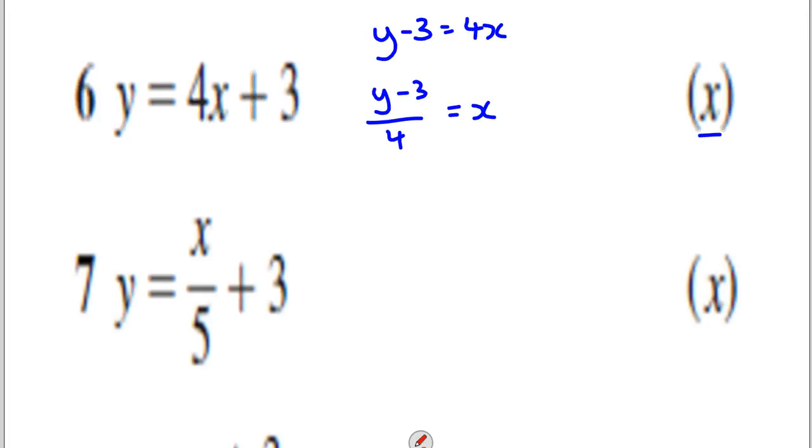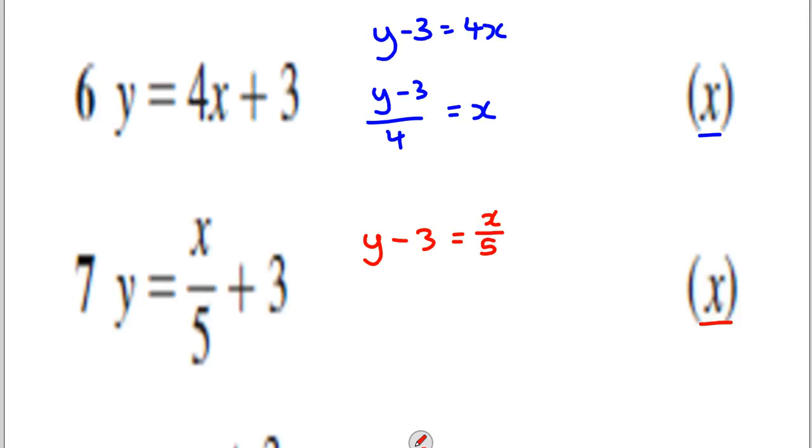Next one, number 7, y equals x over 5 plus 3. What do they want us to make the subject? x. So do we deal with the 5 first or the 3? Have a think. That's right, you would have to deal with the 3 first. So to deal with the 3, do you agree again that we need to subtract 3 from both sides? Similar to the last one, y minus 3 equals x over 5. And now to deal with the 5, we'll try to think what we would have to do, because it's divide by 5 at the moment. That's right, we would need to multiply both sides by 5.